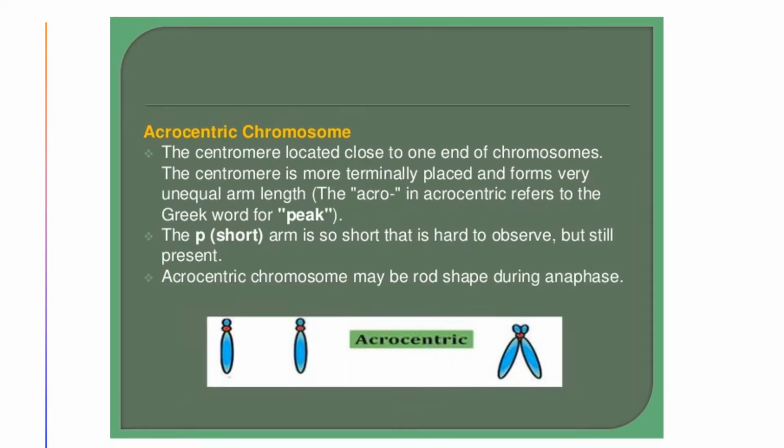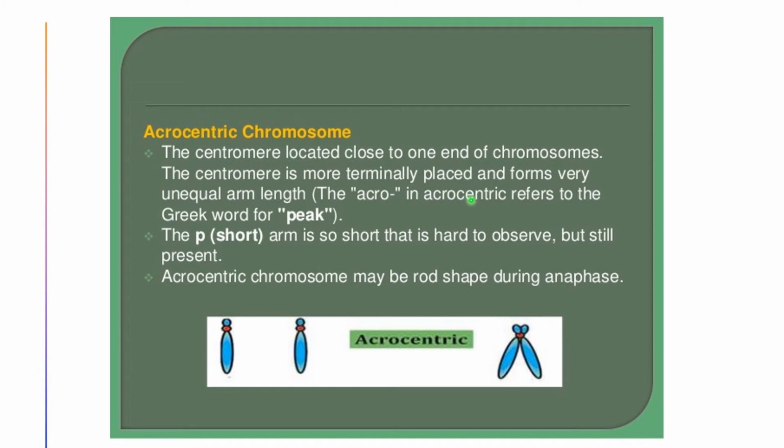Now, what is next? Acrocentric chromosome. Where is the centromere located in this acrocentric chromosome? Centromere is located close to one end of the chromosome. If you can see here, this is the centromere. It's located close to one end of this chromosome. Since it is located towards one end of the chromosome, it gives rise to unequal arm length.